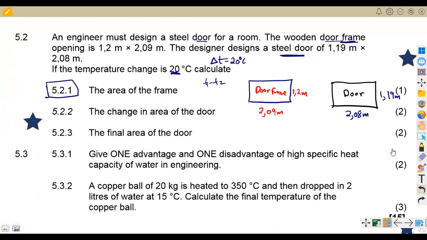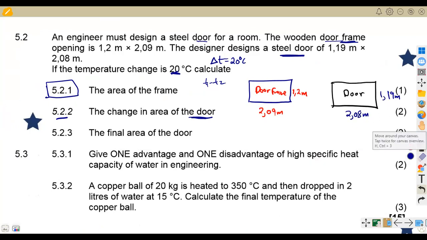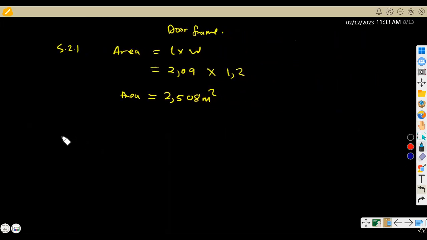Now it was to calculate the change in area. Take note, what is it there? The change in area of the door, not the door frame, but the door. So we are dealing with the door in this case, and it measures 2.08 and 1.19. We know that the change in area is given by the formula. Remember this formula, guys. That's 5.22. The change in area is equivalent to 2 times the original area times alpha times the change in temperature.